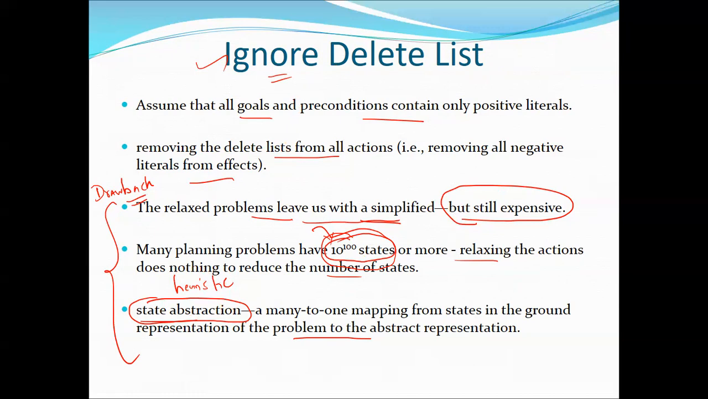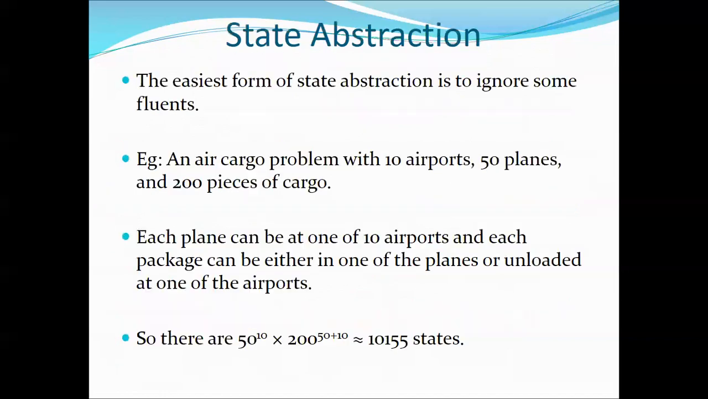We are not going to represent the problem at a detailed level. Rather, we are going to simplify the problem itself. After simplifying, it becomes a relaxed version of the problem. So that's the whole point. Okay. So the easiest form of state abstraction is to ignore some fluents.